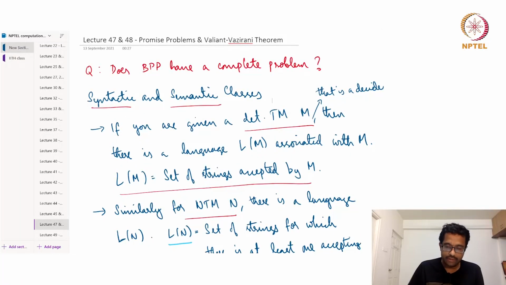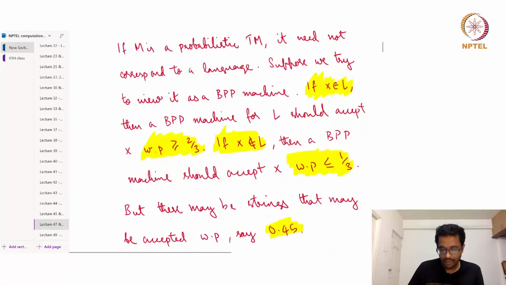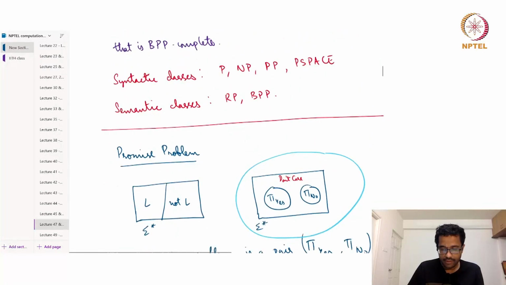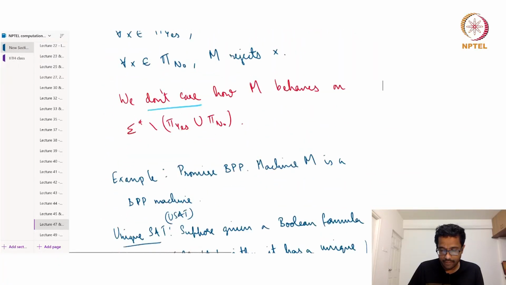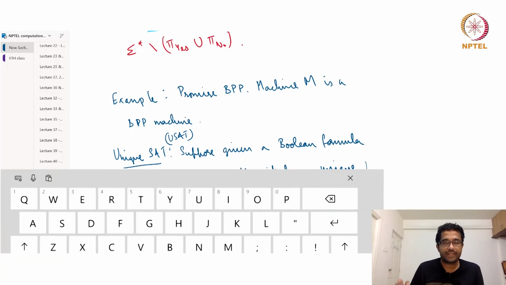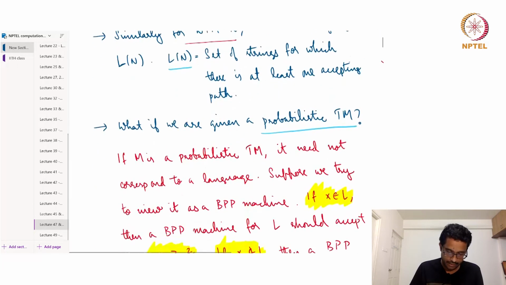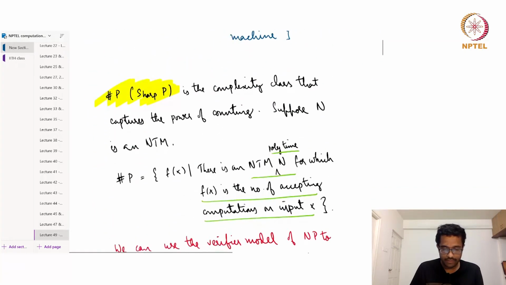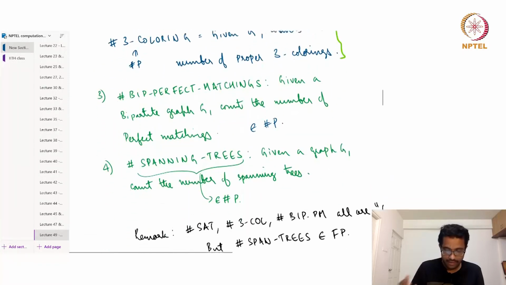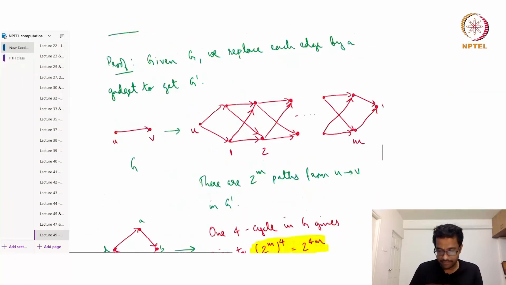Then we defined promise problems and the Valiant-Vazirani theorem, which says that even if we are given the promise that a given Boolean formula has either 0 or 1 satisfying assignments, even with this promise, testing for satisfiability continues to be hard, or is unlikely to be easy. And finally, we saw #P. We defined it, saw some examples, and defined #P-completeness.